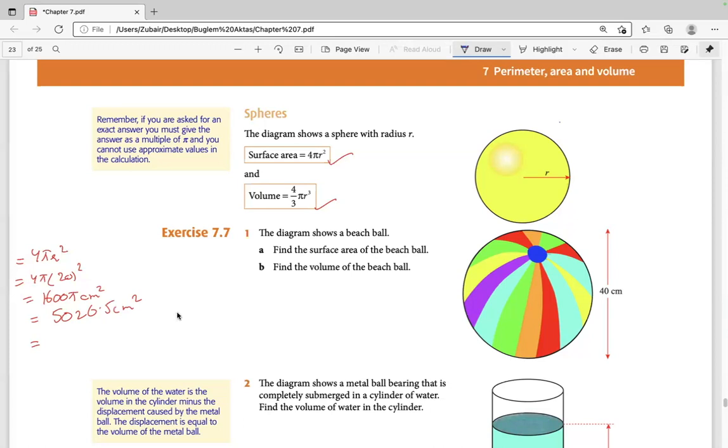Select any. 5 significant figures? So this is the answer. Yeah, basically. So if the examiner would say 3 significant figures, what will you write? 5020. May I write 5030?